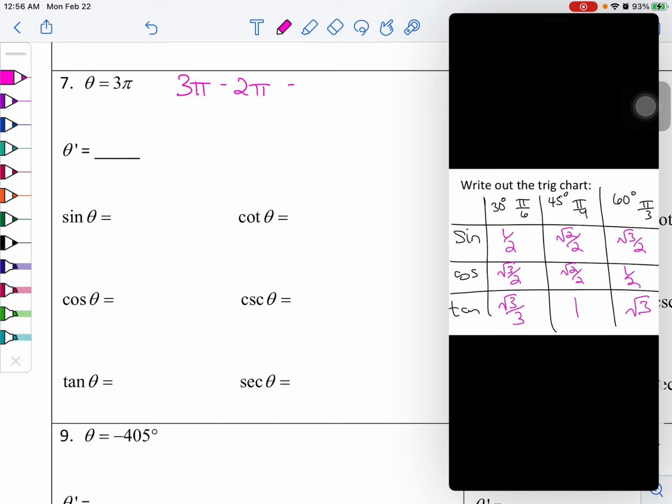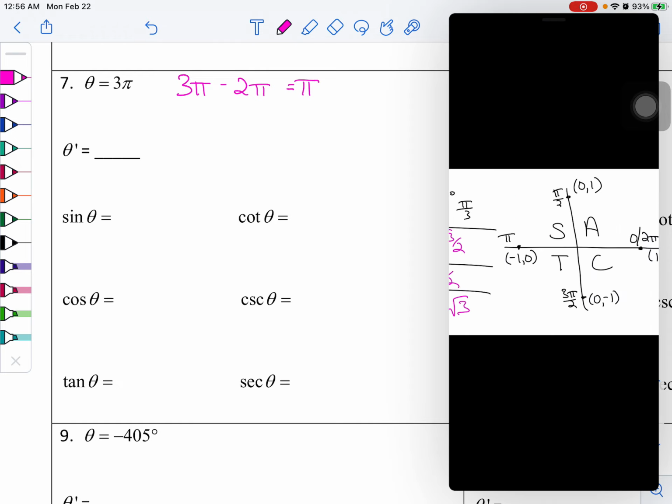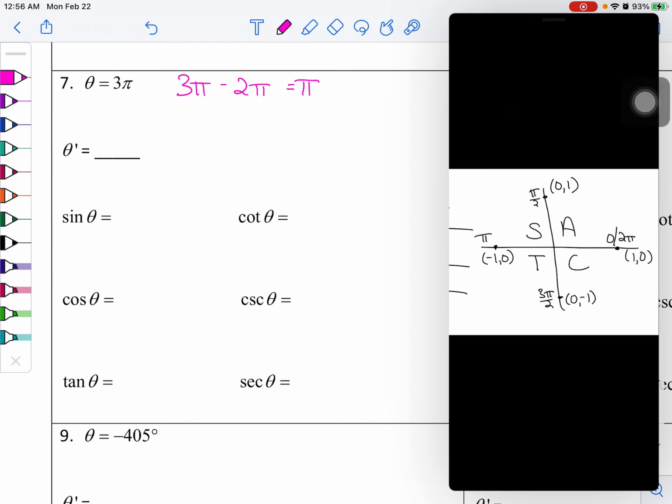Problem number 7, we've got 3 pi. So if I want to find the coterminal, I'm going to subtract 2 pi, which means that's just pi. So if I look at my unit circle, pi is right here on the x-axis. So if I draw it, it's sitting right here. And that ordered pair is -1, 0. So reference angle doesn't apply.